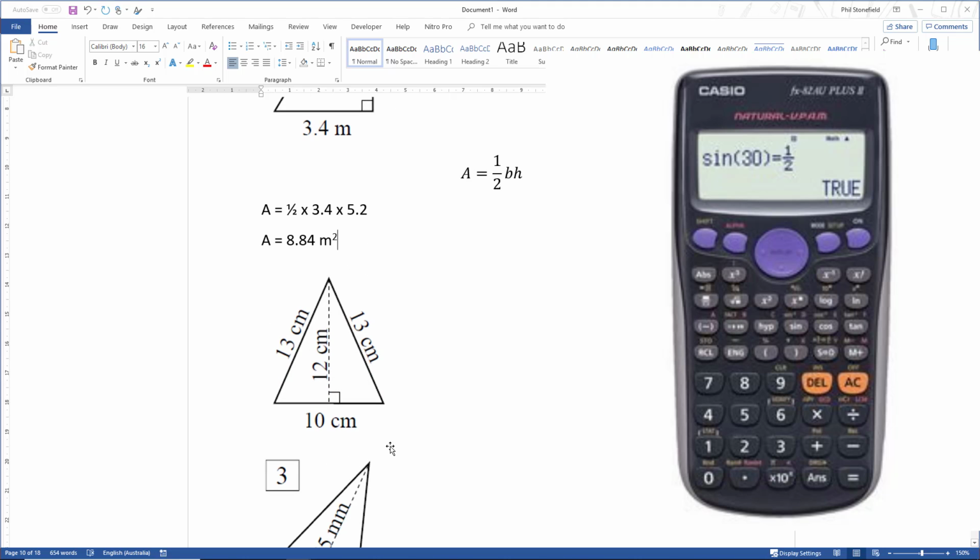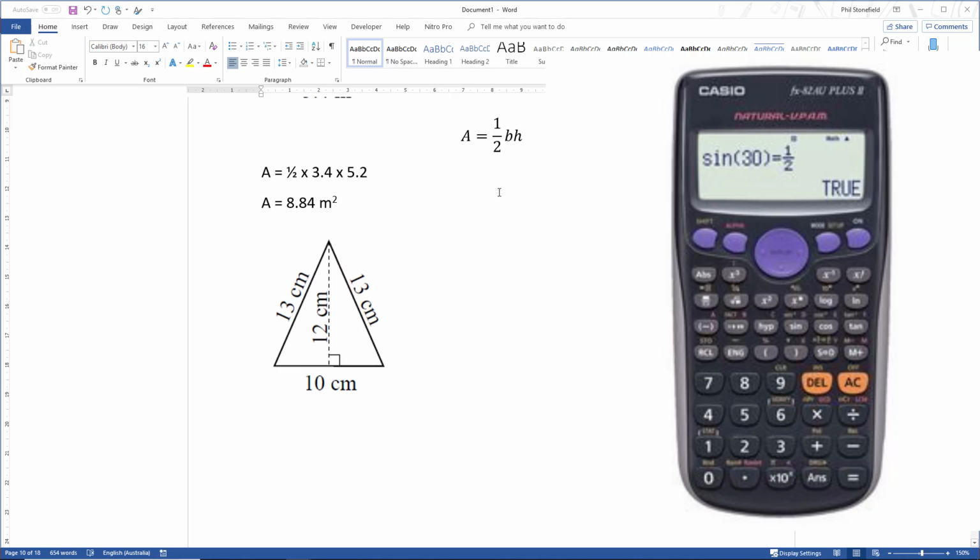Coming down to this one. Now this one's a little bit different, but we still use the same formula. So, area equals half times base times height. Looking at this, we've got a lot of numbers, so let's plug in what we definitely know. So half times, now we know the base, because the base is very clearly going to be 10. Now we need to work out what the perpendicular height is.